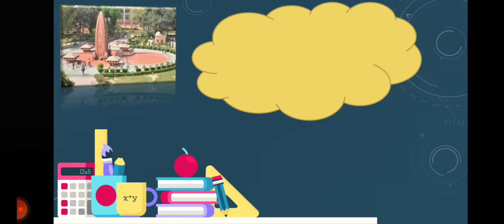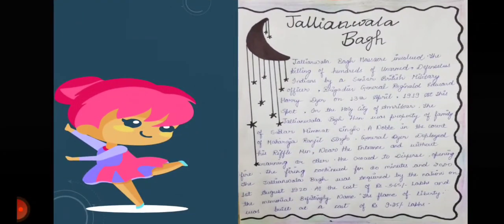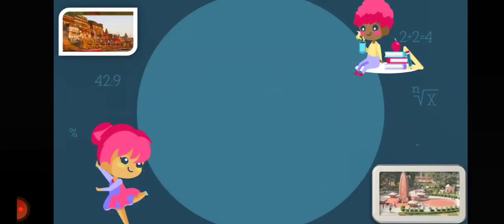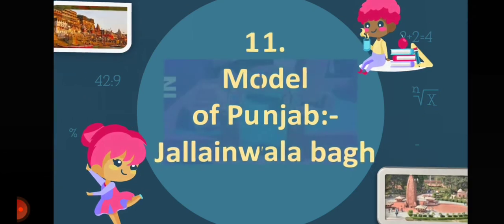Now the monument which we have taken is Jallianwala Bagh. It's one of the most known events which has happened in our India. It happened on 13 April 1919 and the leader, or the criminal, of this was General Dyer. Now, it's the model of Punjab which is made by Nandini.